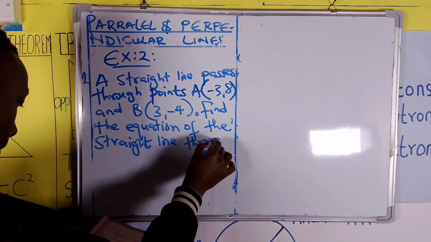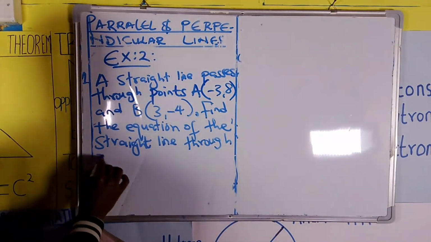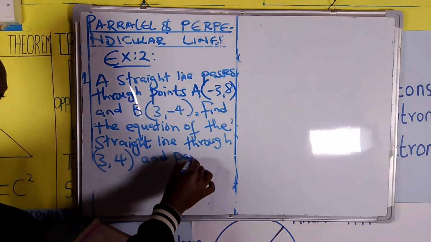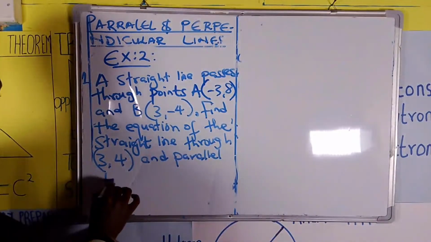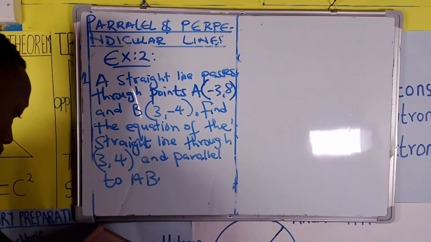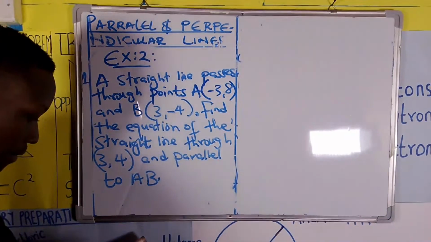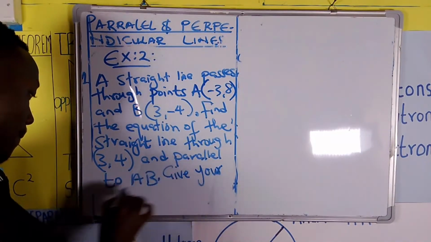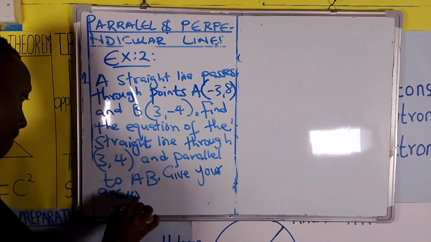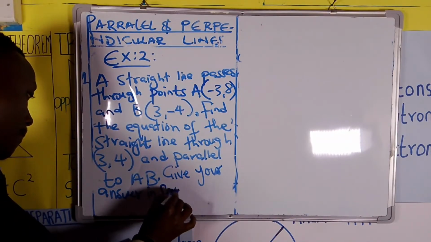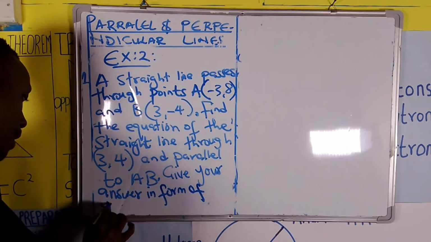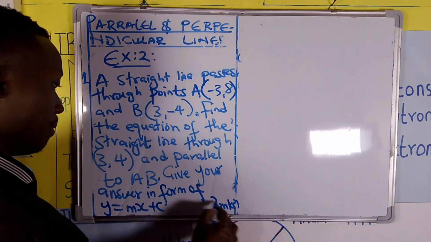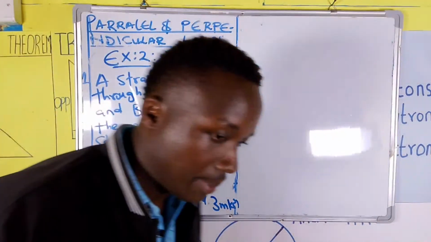through 3, 4 and parallel to AB. Give your answer in form of y is equal to mx plus c. That is equal to 3 marks.